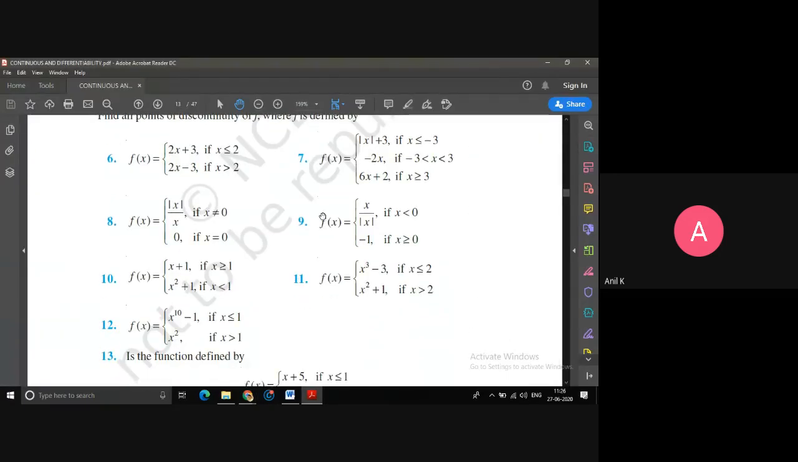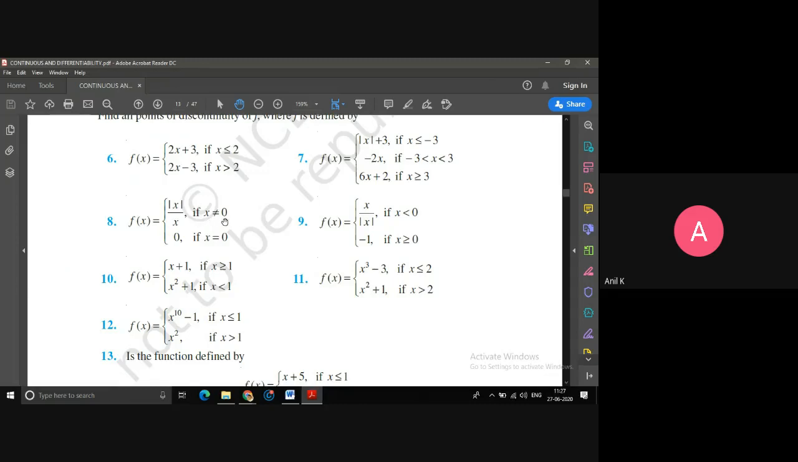So here also you have to do the 8th question, 9th question, 10th question, 11th question, 12th question. The same way you have to solve. So here you have to be careful when you have the modulus function. If you want, let me solve question number 8. What is the question number 8 given? Mod x upon x if x is not equal to 0.